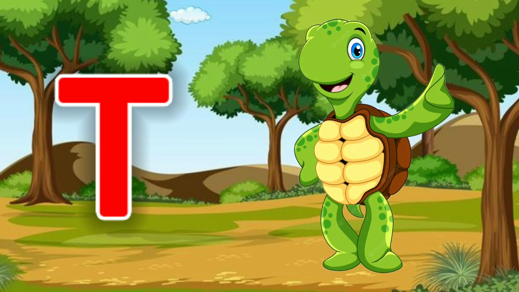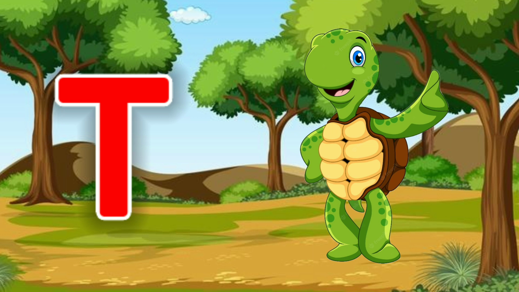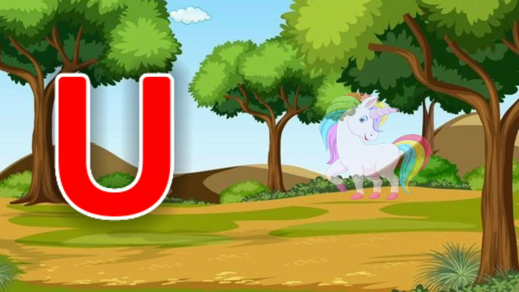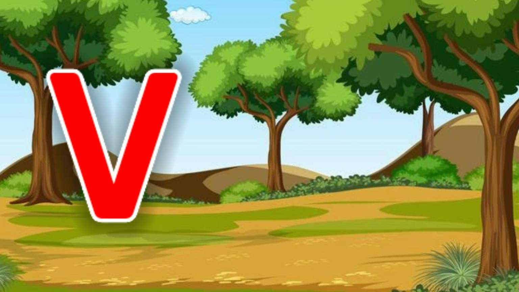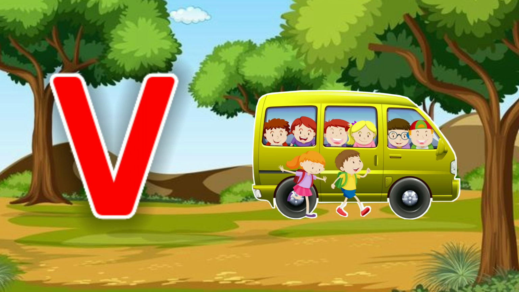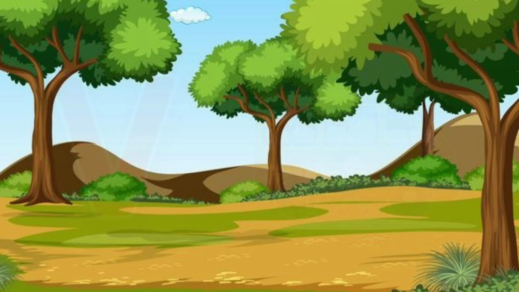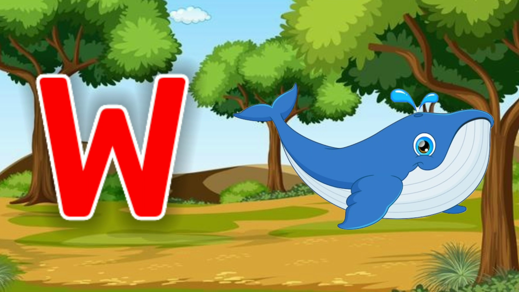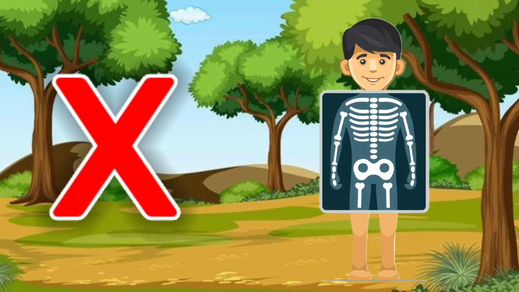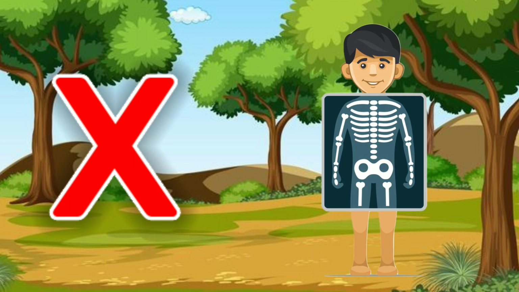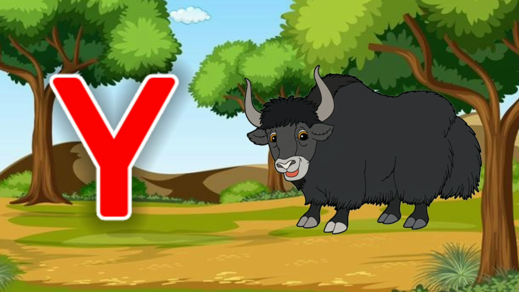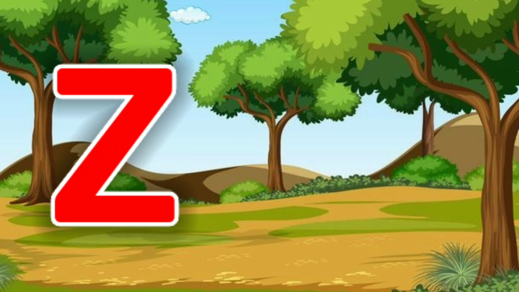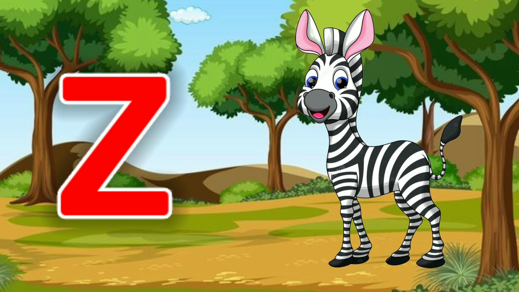T for turtle. U for unicorn. V for van. W for whale. X for x-ray. Y for yak. Z for zebra.